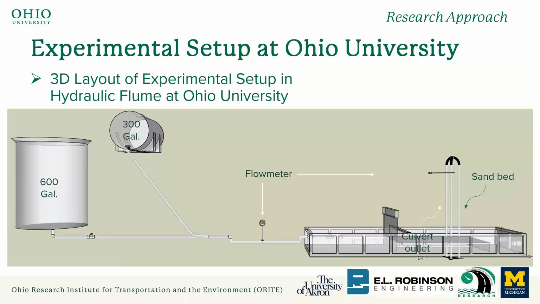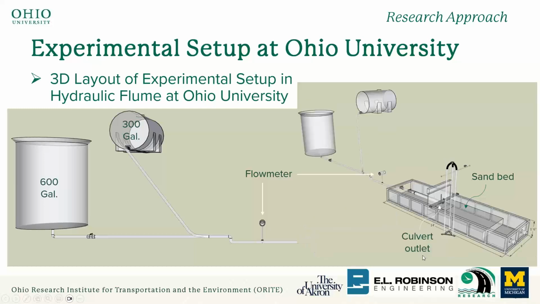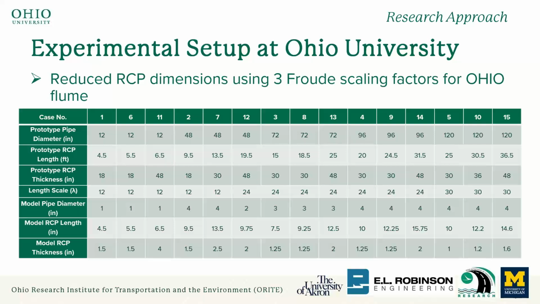Okay, so this is a 3D drawing: two big water tanks feed into a pipe, and the flow meter will measure the flow rates, and this is our flume. Okay, that's another angle. So those 15 experiments, those red dots that I showed you earlier, these will be the setup.